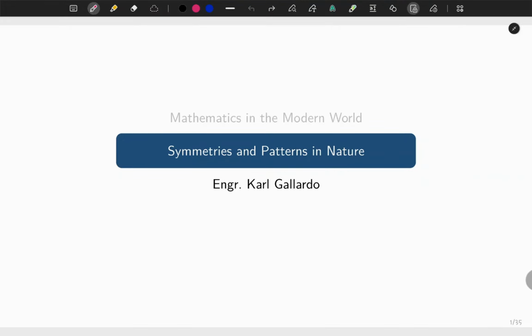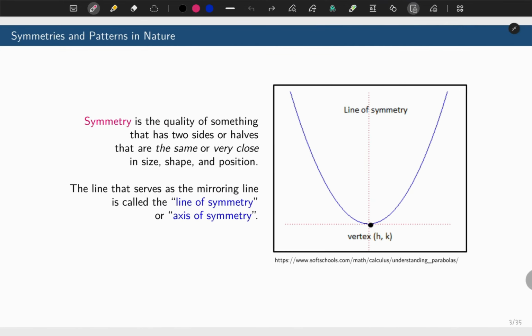Symmetries and patterns in nature. Symmetry is the quality of something that has two sides or halves that are the same or very close in size, shape, and position. Let us emphasize these phrases. The line that serves as the mirroring line is called the line of symmetry or axis of symmetry.